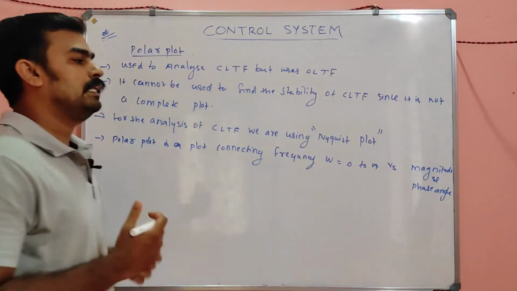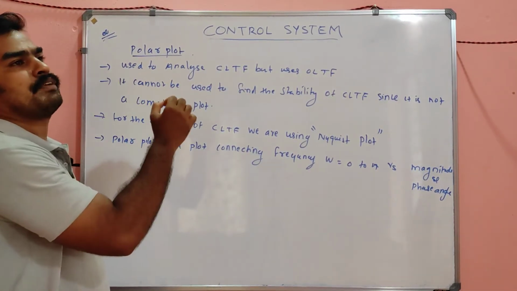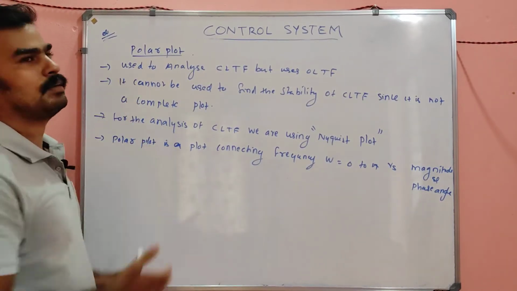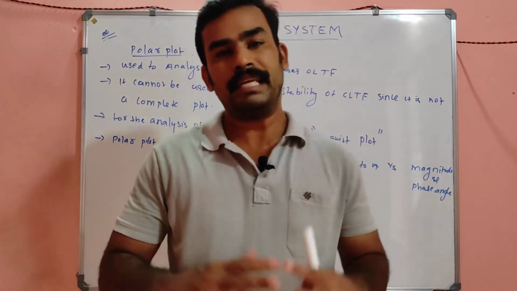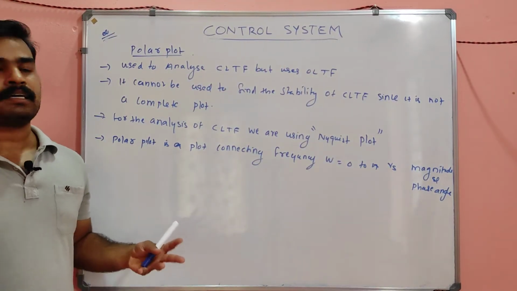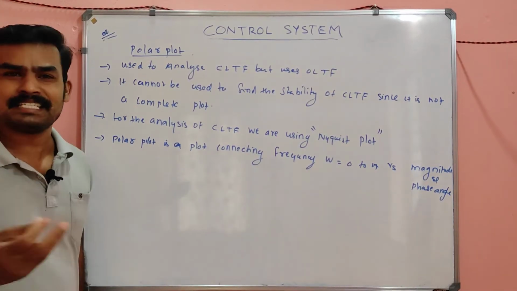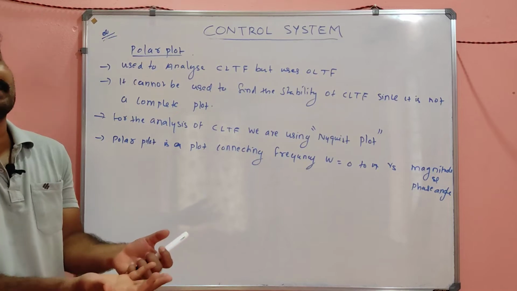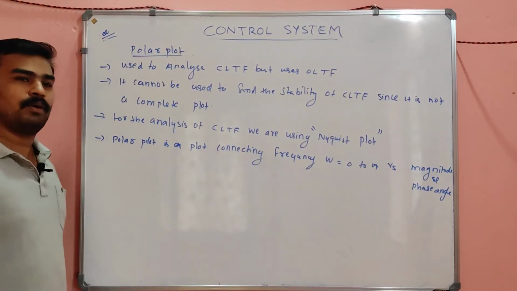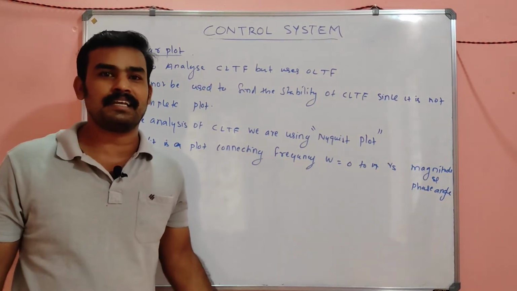That means in a polar plot we have to vary the frequency from omega equal to 0 to omega equal to infinity. These are all frequency plots, my dear. They all come under the frequency analysis category. Frequency analysis is nothing but changing the frequency from omega equal to 0 to infinity and observing the system, that's all. That is the frequency analysis.